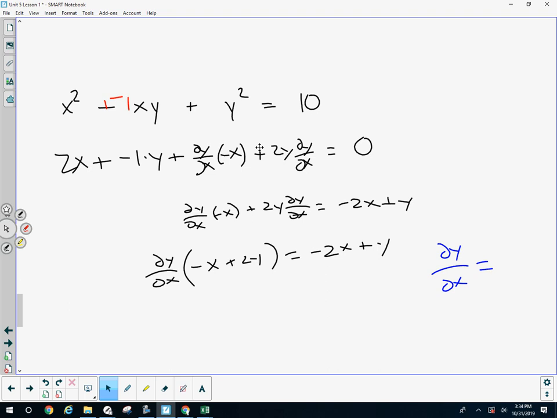Last thing, Mr. Adelarie, what's your last step? You did it correctly on your paper. Yeah, divide by negative x plus 2y. Negative 2x plus y over negative x plus 2y. Okay, cool. Got that, thank you.